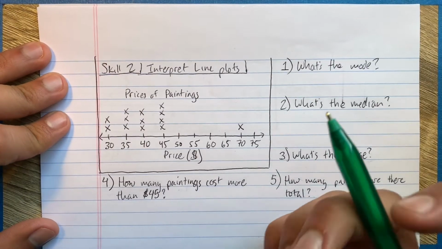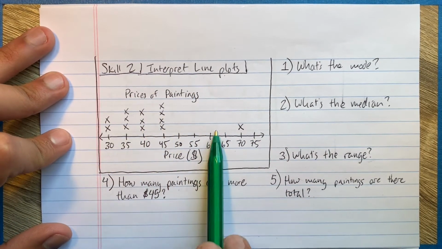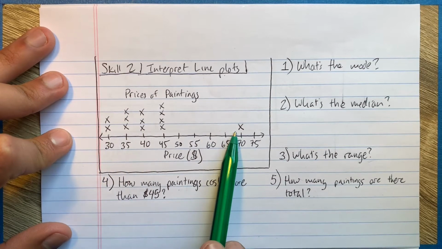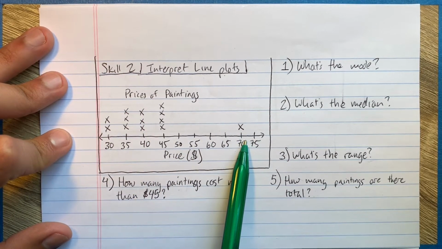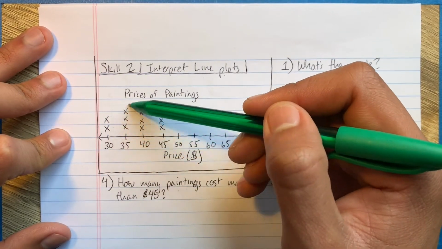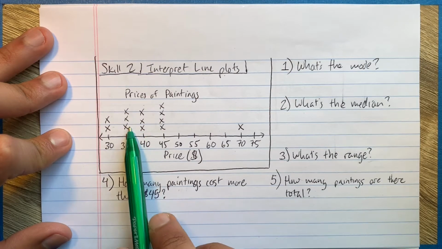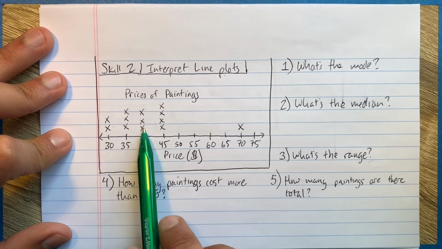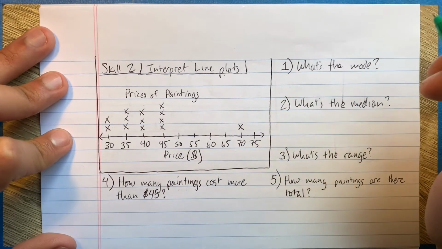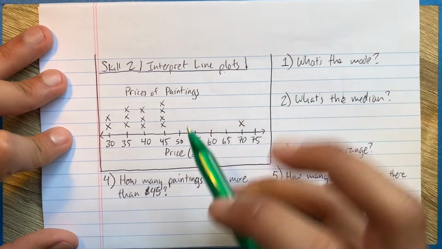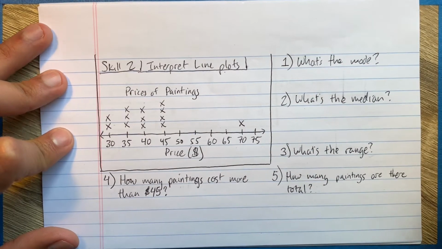The second skill that we're going to learn is interpreting line plots. So here I already have a line plot created, and it's showing the price of paintings, maybe at an art gallery, and the number of paintings that cost that much. As you can see, 2 paintings cost 30, 3 paintings cost 35, 3 paintings cost 40, and so on and so on. What we're going to focus on here is just understanding what the data is telling us, and we're going to do that by answering some questions.